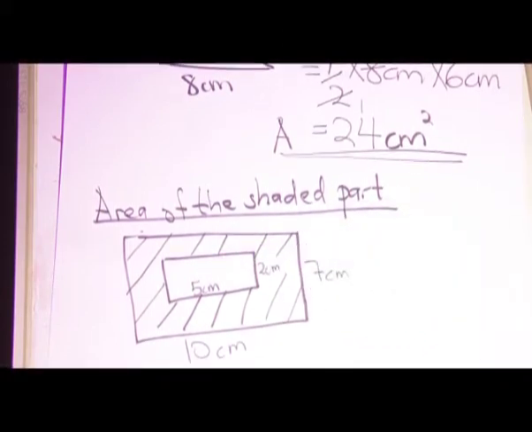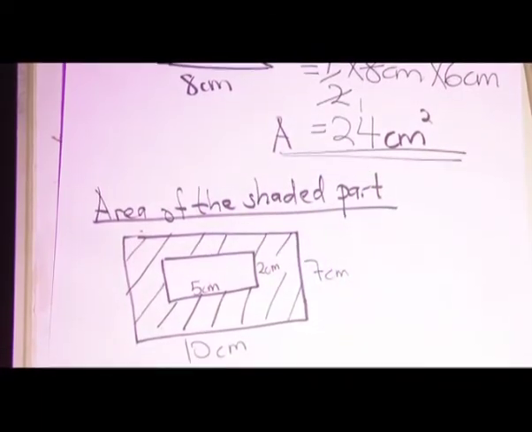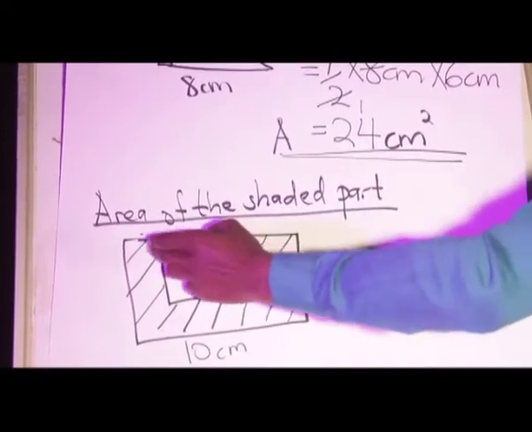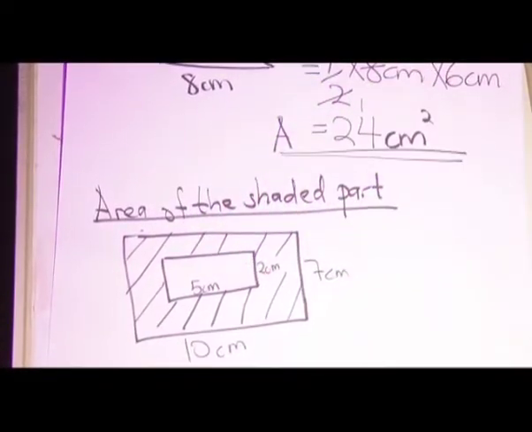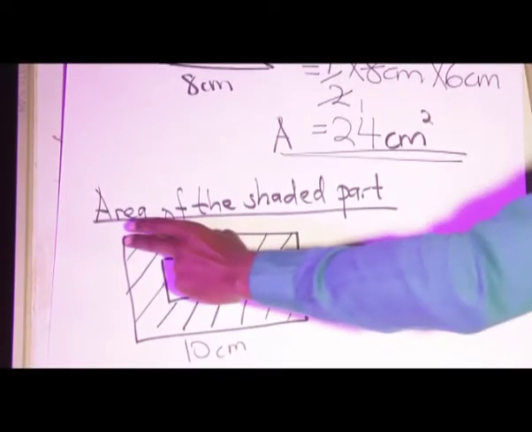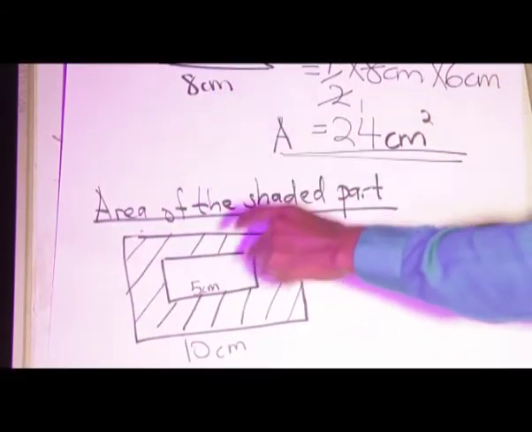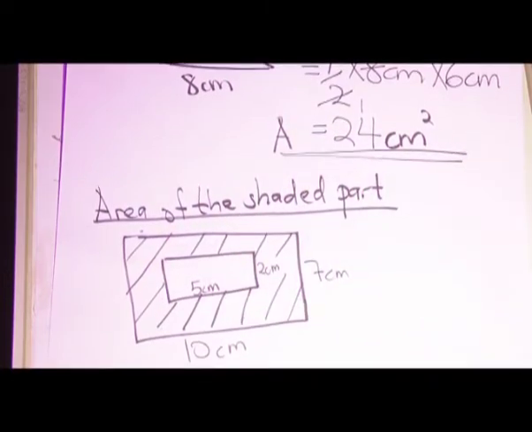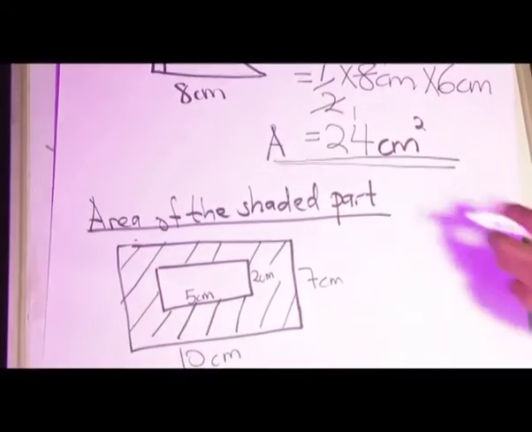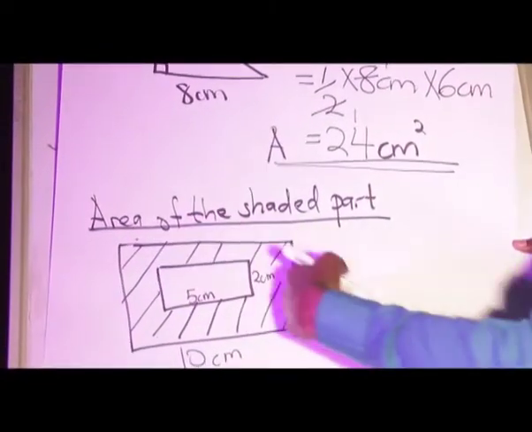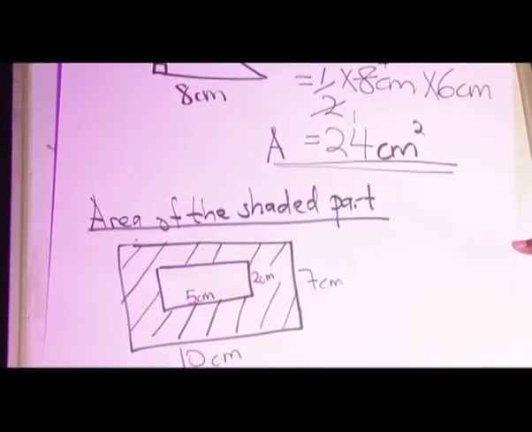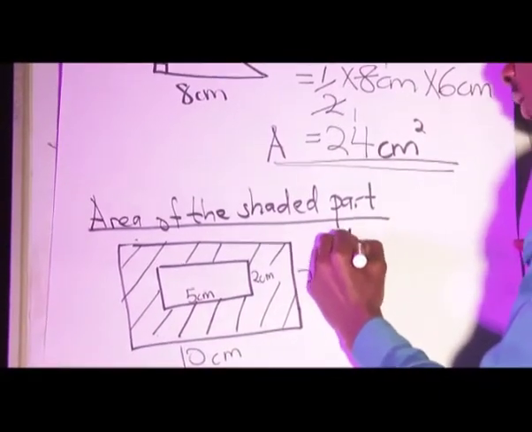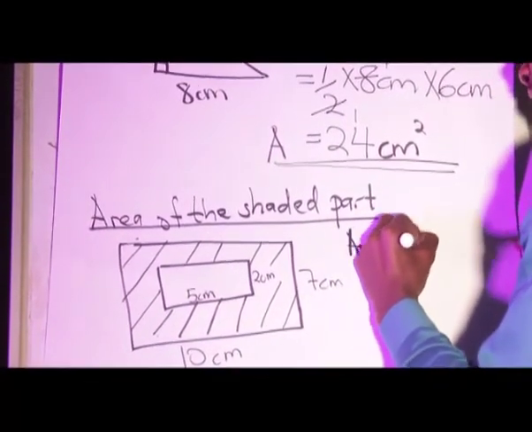When you look at these two figures, we are having two rectangles. One is outside, the other one is inside. So I'm required to find the area of this shaded part, the one which is between the two rectangles. So when I'm looking for the area of this shaded part, I get the area of the outer figure, I subtract from it the area of the inward figure. So I'm first going to get the area of the outer rectangle. Remember, both of these are rectangles.